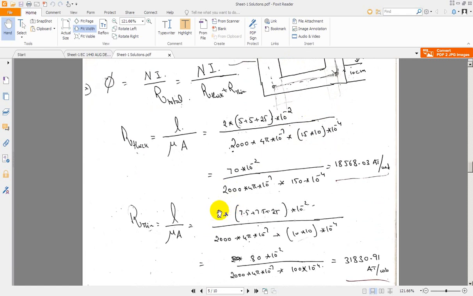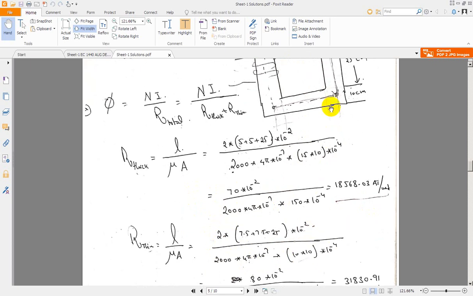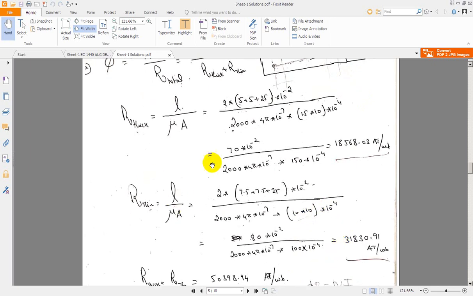This will be the total length of the thin side, divided by the permeability of the core, the absolute permeability, into the cross sectional area. The cross sectional area is the thickness of 10 centimeters into the depth, which is also 10 centimeters. So 10 into 10 into 10 power of minus 4. This completes the reluctance of the thin side.